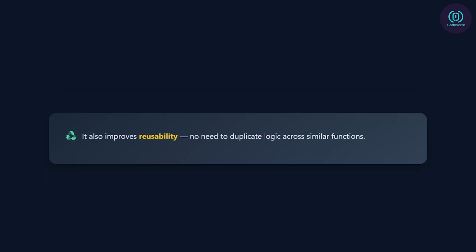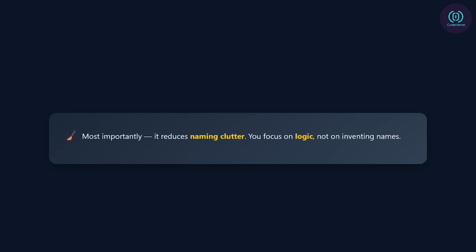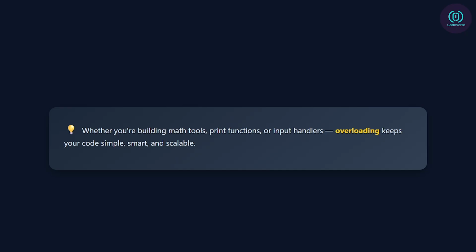It also improves reusability, because you don't have to copy and paste logic into separate functions. Instead, you write targeted versions of one function, optimized for different data types. And most importantly, it reduces naming clutter. You focus on the logic, not on inventing a new name for every variant of a task. So whether you're working on mathematical functions, print utilities, or input handlers, function overloading makes your code simpler, smarter, and more scalable.